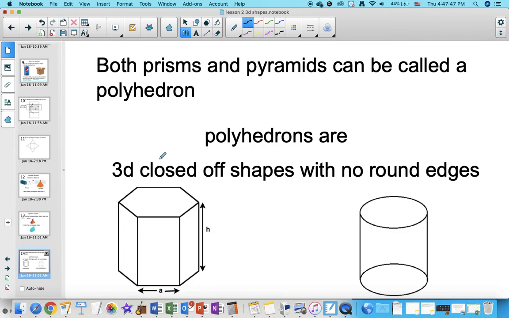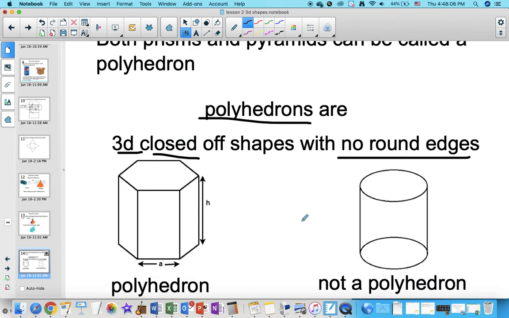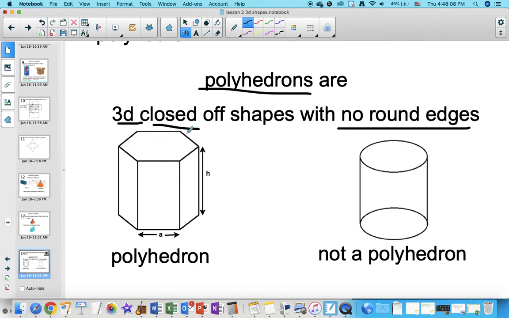Now, one big term we're going to talk about is something called a polyhedron. A polyhedron is a 3D shape that is closed off, so it doesn't have any openings, and it has no round edges. So polyhedrons are 3D closed shapes with no round edges. For example, this guy would be a polyhedron.